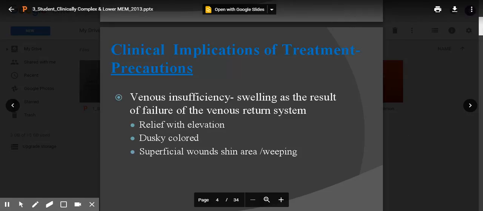With venous insufficiency, you see swelling that's the result of failure of the venous return system. And so the fluid pools in the lower extremities as the veins fail to be able to return the fluid back to the heart. These patients will often describe that they get relief with elevation of their extremities. So as the day progresses, gravity continues to pull fluid down into their lower legs. And so when they can elevate their legs, the edema leaves or starts to dissipate, and so they feel physical relief with elevation of their extremity.